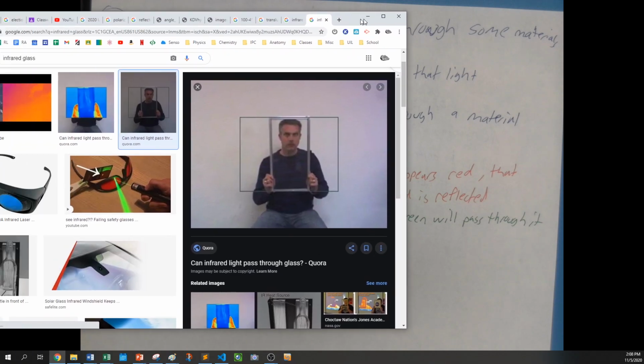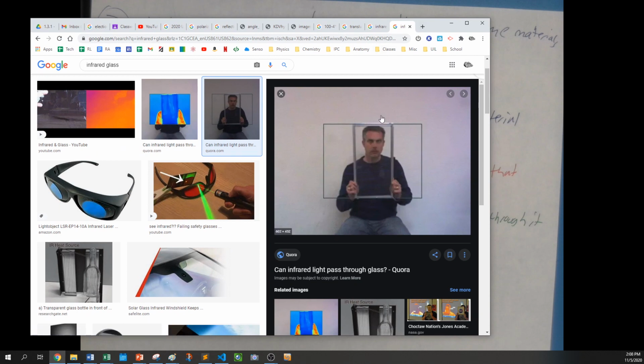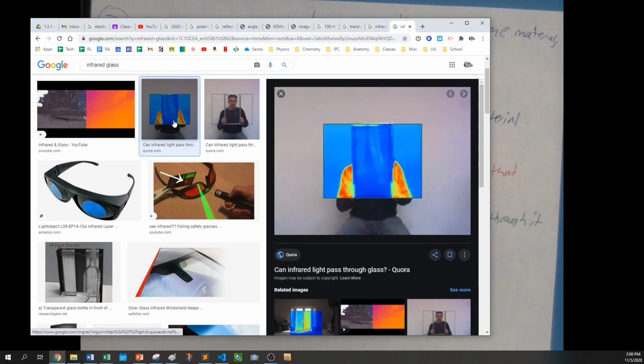So here's a person holding a block, or a pane, of glass. Remember, things around this temperature are emitting infrared rays. If we had a camera that can detect infrared, we can see that the glass is blocking it. None of the infrared rays are able to pass through it.